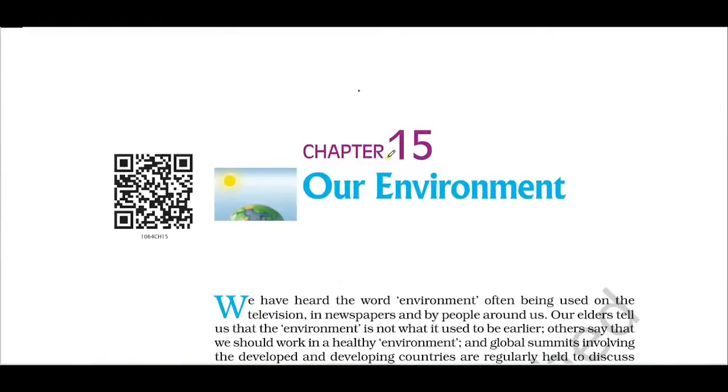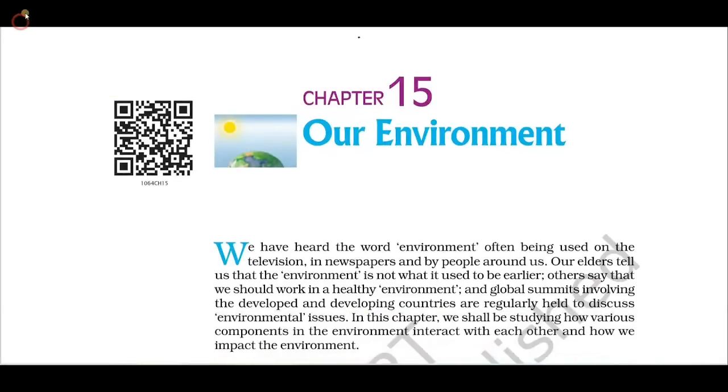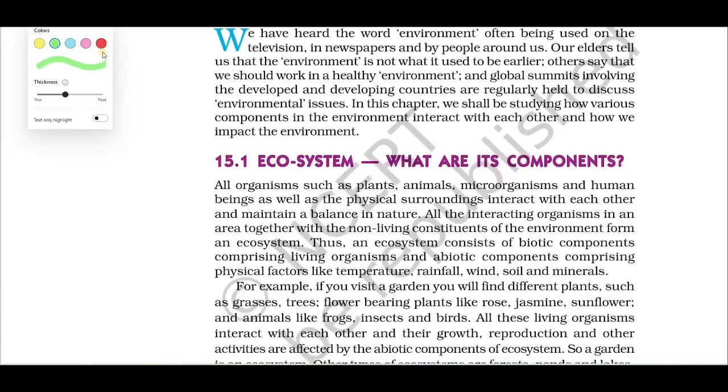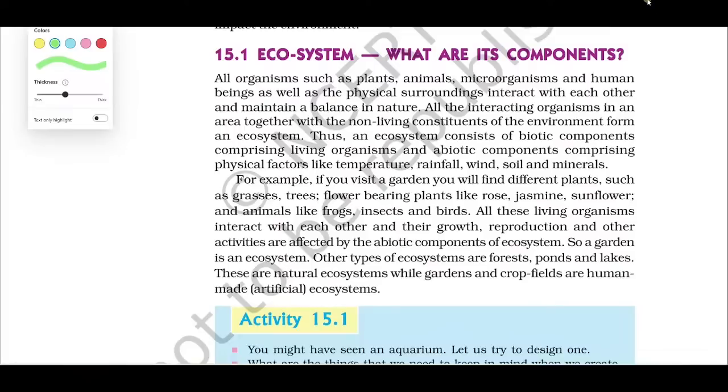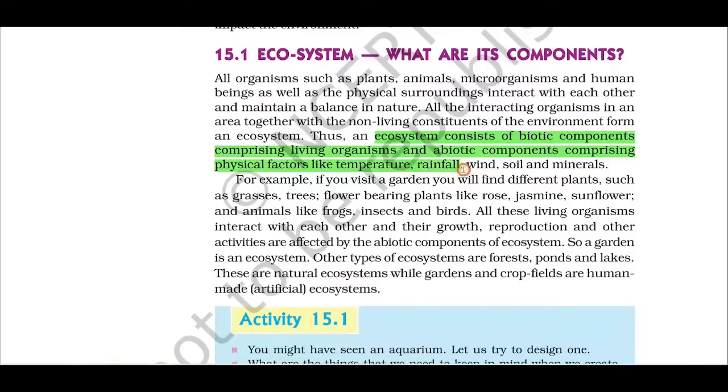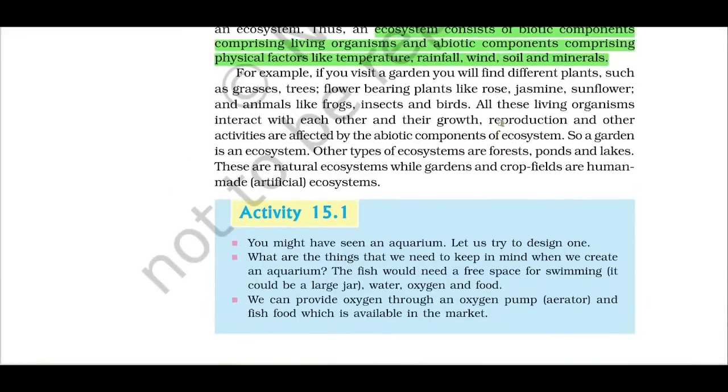Now the unit, Our Environment, is a very simple chapter to score 3 to 4 marks. The question will be asked directly. So what is an ecosystem? An ecosystem consists of biotic components comprising what? Living organisms, and abiotic components comprising what? Physical factors like temperature, rainfall, wind, soil, minerals, etc. Definition of ecosystem. Examples for natural ecosystem and human-made artificial ecosystem, you should know.